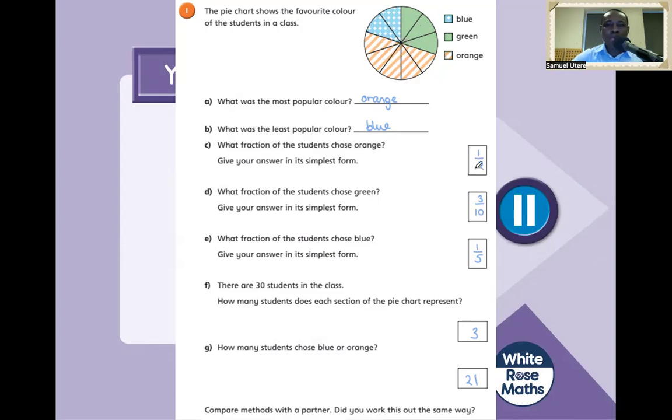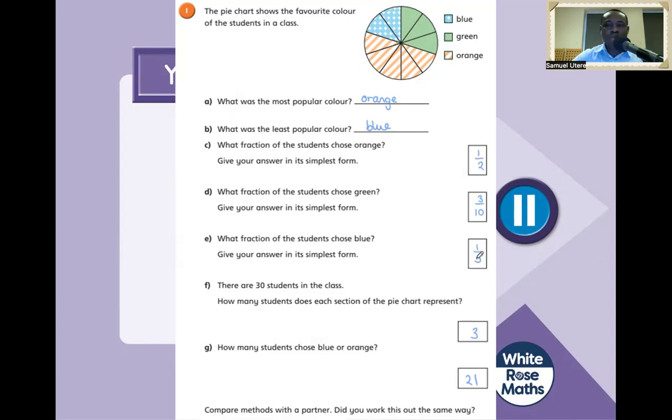Here you ask what fraction of the students chose green. That would be 3/10 because you have 3 parts out of 10 parts. Then you ask what fraction of the students choose blue. That is 2 out of 10, which if you simplify will give you 1/5.